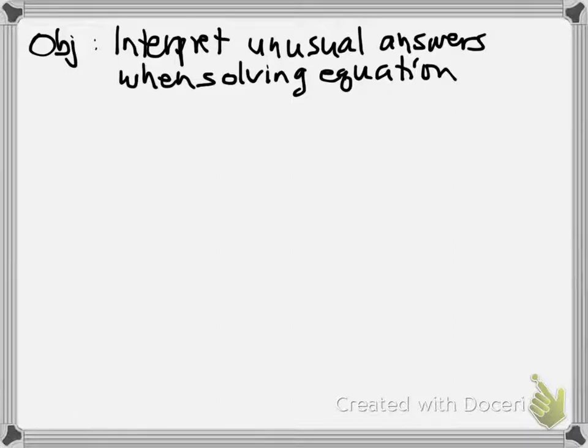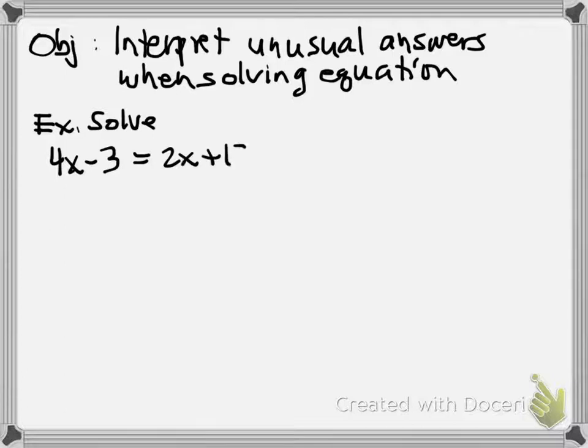So let's go and revisit the kind of question that you guys have been seeing. There's actually 3 possible solutions when you're solving an equation in one variable. Okay? And you've only dealt with one of them, so let's review that. Directions are going to tell you to solve. And we've got 4x minus 3 equals 2x plus 13.